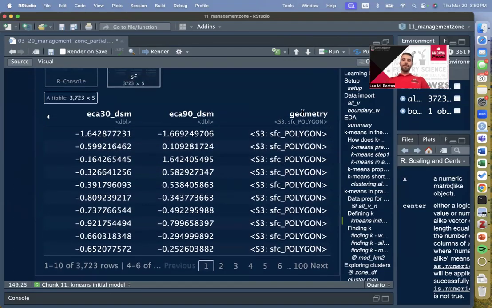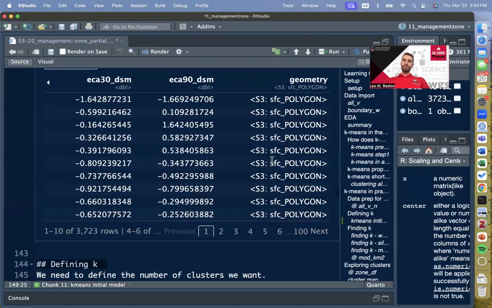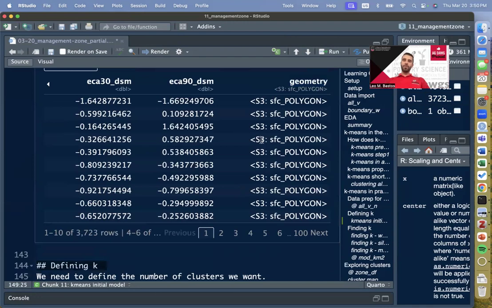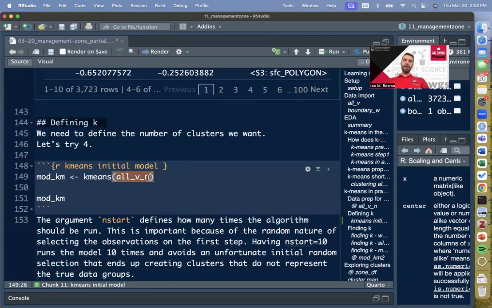But remember that this data frame still has the geometry. So I want to remove the geometry at this level here, without saving the fact that we're removing the geometry on the actual data frame. I do not want to give the geometry to k-means. So we can do that on the fly here.